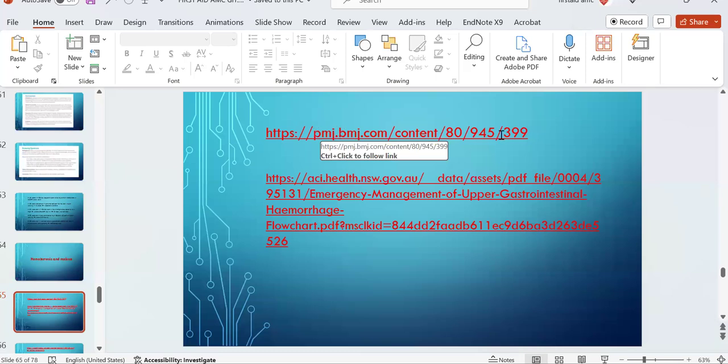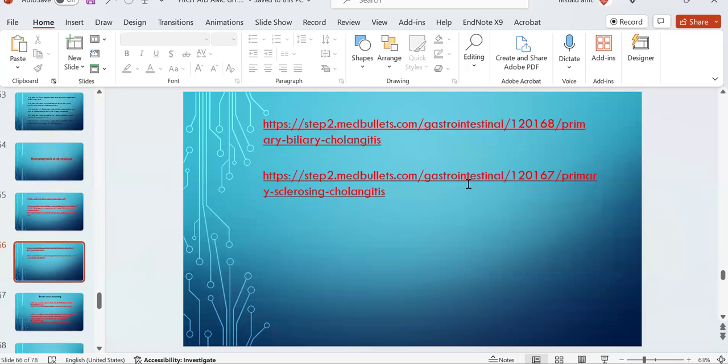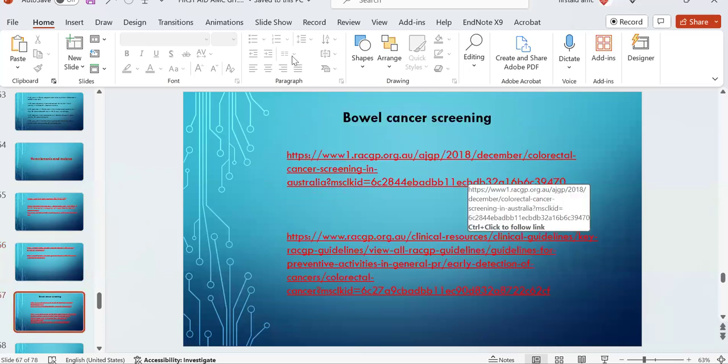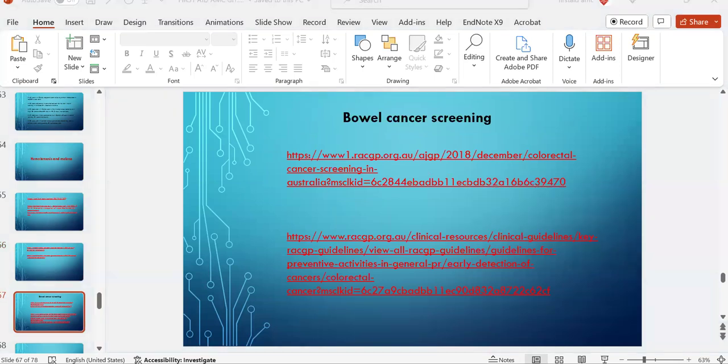This is another guideline for hematemesis. Definitely read it because this is an important topic for the exam. So octreotide or terlipressin. Octreotide is your first option. If it is not available, then you use terlipressin.